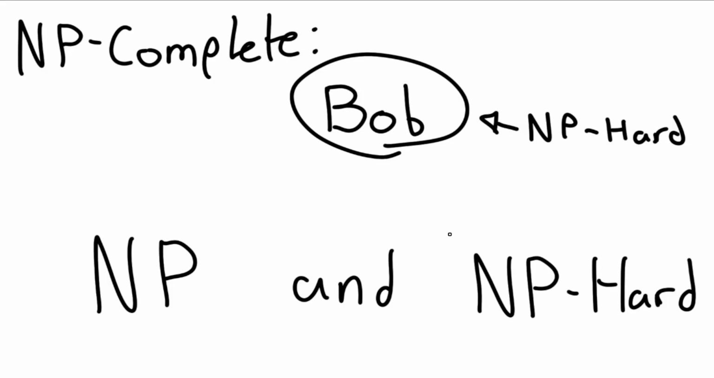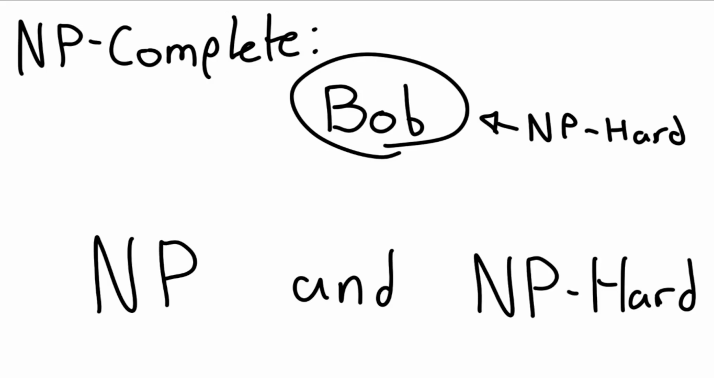Since it is believed that P probably does not equal NP, it is also believed that fast solutions to NP complete problems do not exist. So it's really hard to find a solution to NP complete problems.